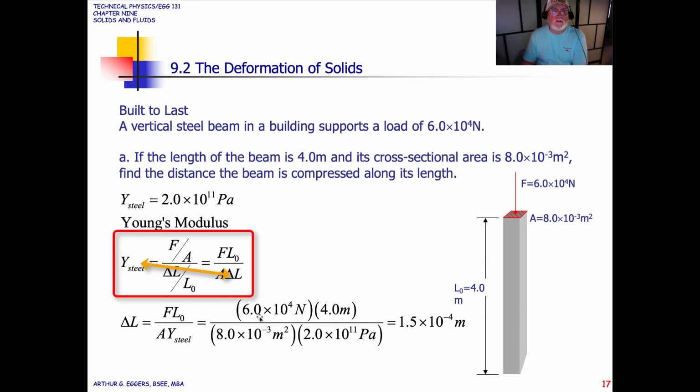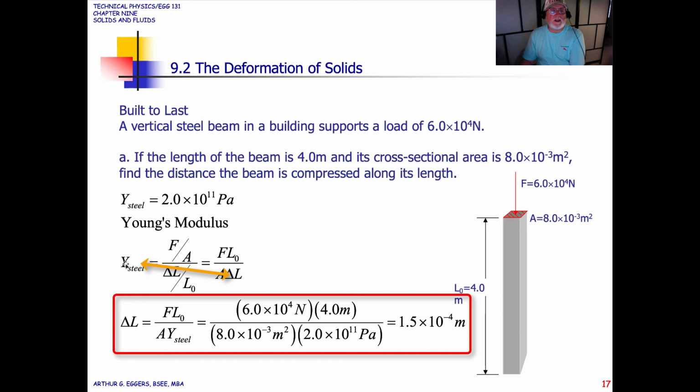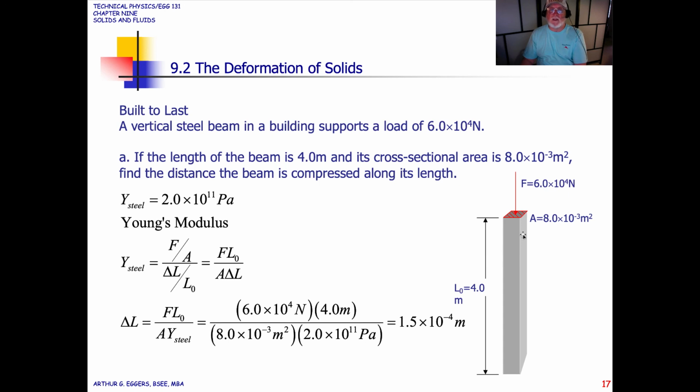So now at this point, all I have to do is move my terms around. I'm going to be solving for the change in length. So I'm going to swap places here, Y steel, the Young's modulus, with the delta L. And when I put my values in here, 6 times 10 to the 4th newtons, 4 meters, 8 times 10 to the minus 3rd meters squared, and 2 times 10 to the 11th Pascal, I come up with 1.5 times 10 to the minus 4th meters is the amount of change that I get in the length of the steel beam, okay, going into compression.